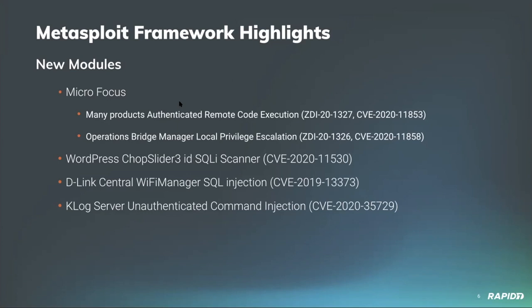And community contributor Hoodie added a new scanner module targeting the ChopSlider 3 WordPress plugin, versions 3.4 and prior. Leveraging a blind SQL injection, this module will dump username and password hashes from the WordPress database, no authentication required. And I believe we'll have a demo of this.